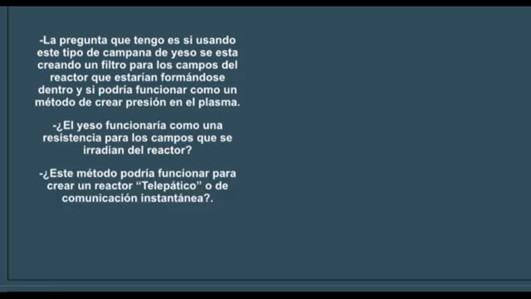Mr. Keshe, Victor wants to know if, with this idea in mind, following your directions for the new one, this method would work for creating a telepathic reactor, or so-called instant communication. That is the question. The answer: if you do the conversion, possibly this way, remotely.